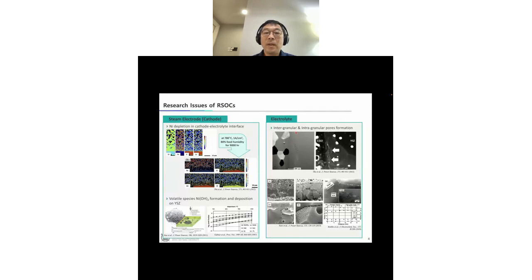Also, in the electrolyte, we observe some unwanted degradation, which is intergranular or intragranular pore formation. Originally, you make a dense membrane electrolyte with ceramics, but during the operation of the solid oxide cells, you generate these pores in the electrolyte structure. Also, this happens typically at high temperature.